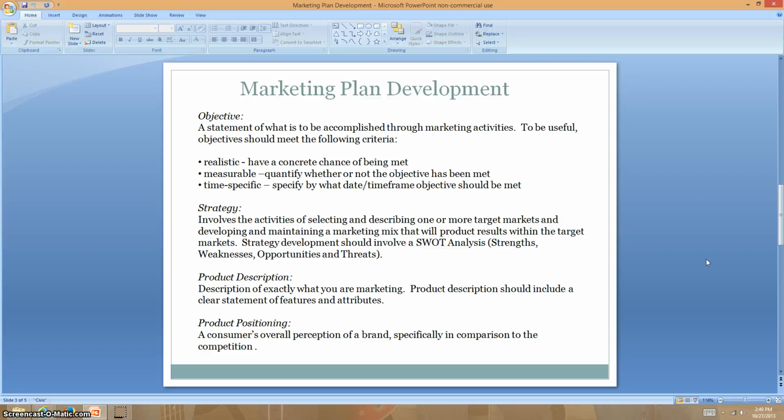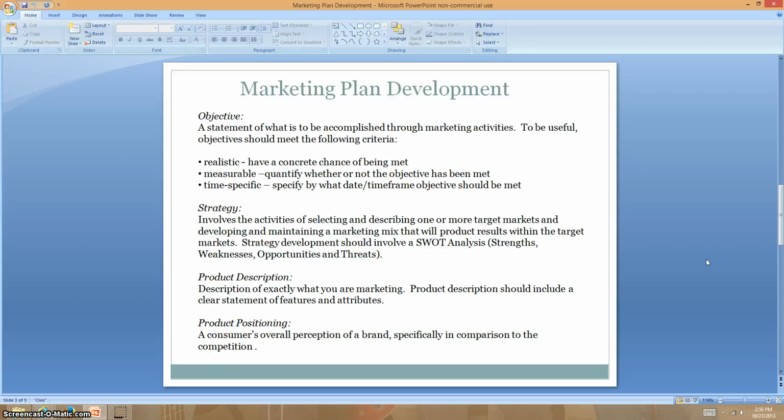Strategy. Now the strategy is how you're going to meet your objective. It involves the activities of selecting and describing one or more target markets and then developing and maintaining the marketing mix that will produce results within the target markets. Strategy development should also always include a SWOT analysis, and SWOT stands for strengths, weaknesses, opportunities, and threats. Very, very important in understanding what your obstacles are, what your advantages are, and what you're up against out there in the marketplace.